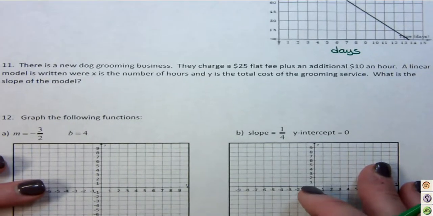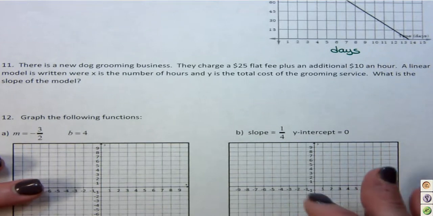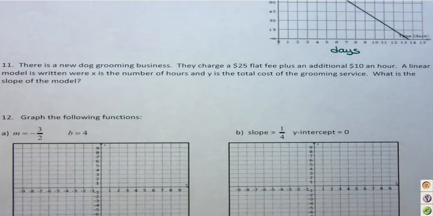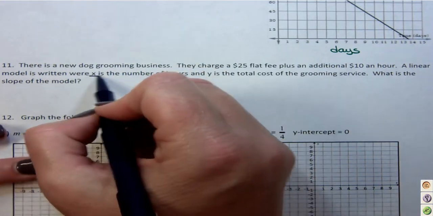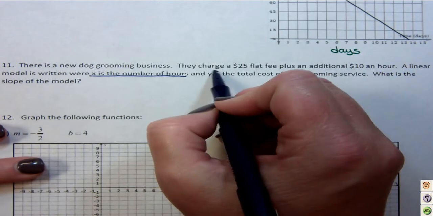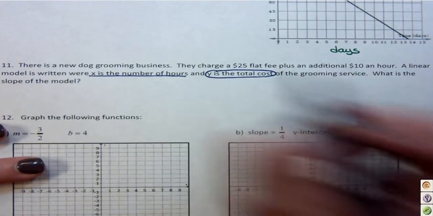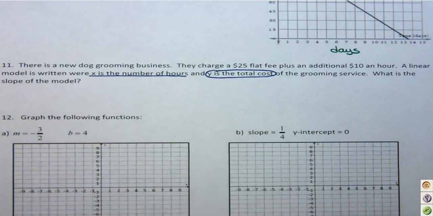Okay, 11. Says there's a new grooming business. They charge a $25 flat fee plus an additional $10 an hour. A linear model is written where X is the number of hours and Y is the total cost of grooming. What is the slope? Well, you know what?